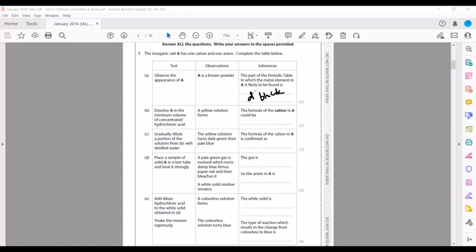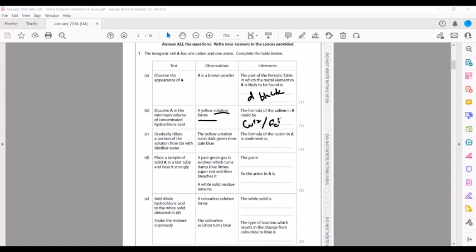Then dissolve A in the minimum volume of concentrated hydrochloric acid. So we dissolve in hydrochloric acid, and a yellow solution forms. What does this give an idea of? It turned out to be either iron chloride or copper chloride. These are yellow in color. So the formula of the cation in A, whenever HCl is added and we get a yellow solution, might be copper ion or iron 3, because copper ion or iron 3 ion with chloride will form a yellow solution.